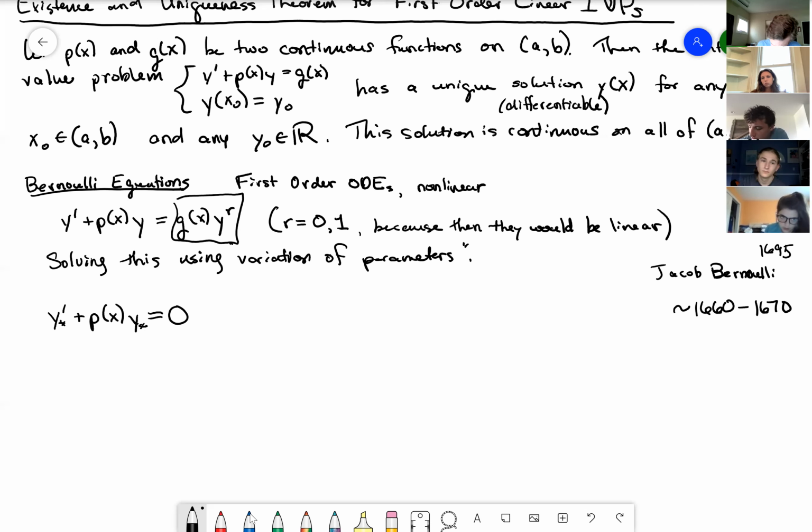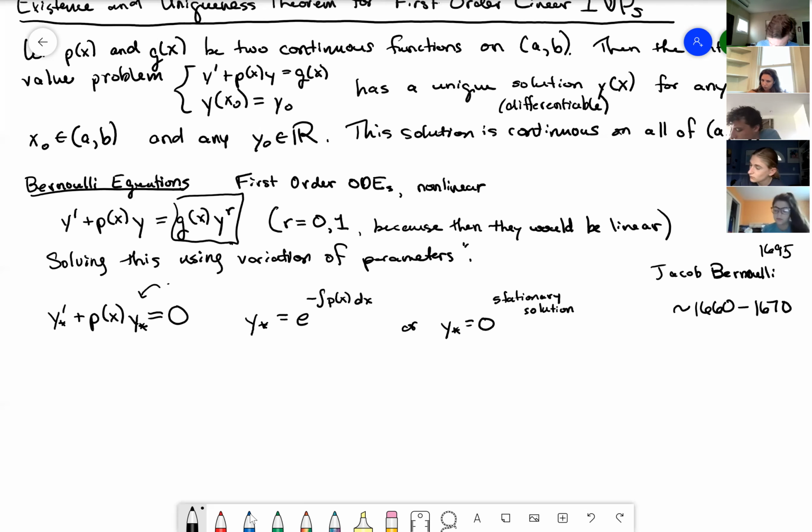We'll call this y star, and the homogeneous solution that we get is equal to C e to the minus antiderivative of p of x dx, or y star is equal to zero. We have two possibilities. This is, as always when we have separable equations, our stationary solution, because this is separable, like I said before.